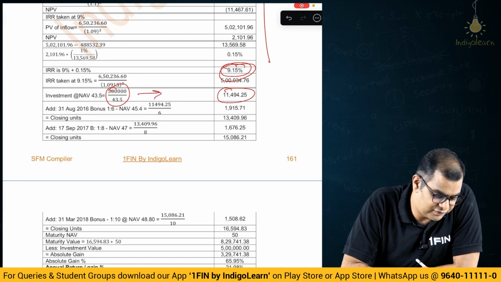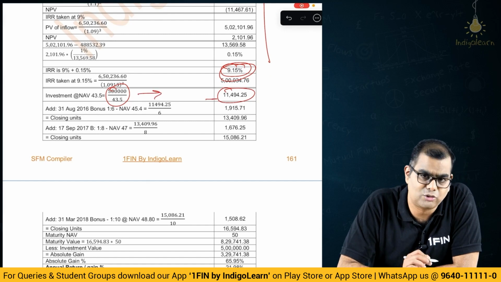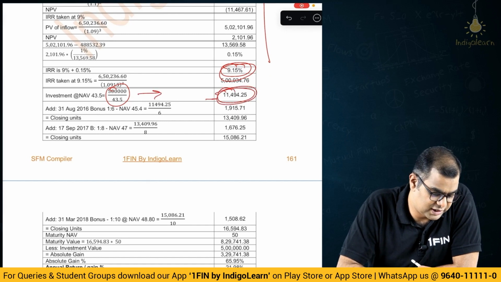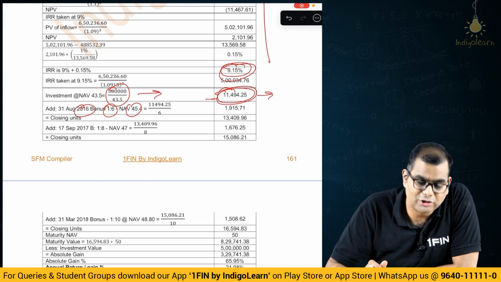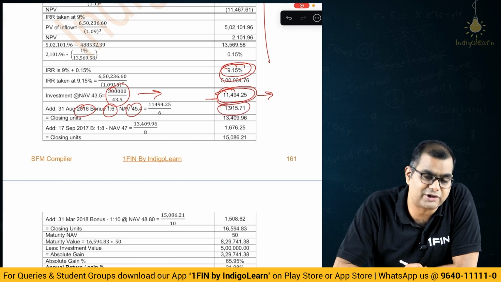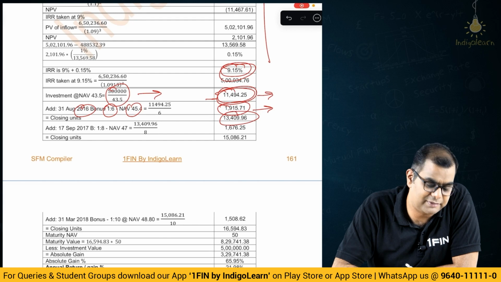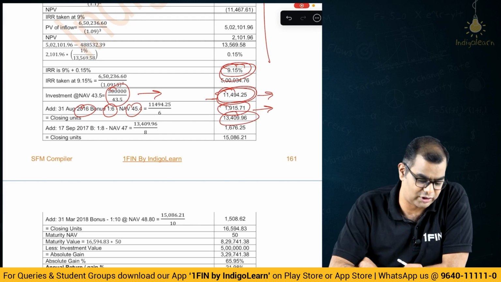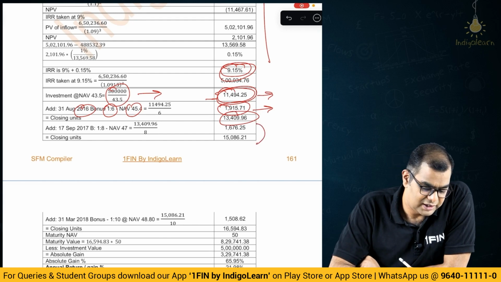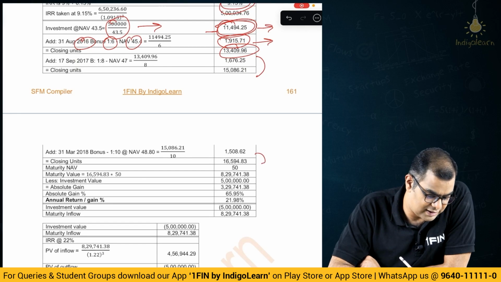You have an investment of 5 lakhs at 43.5, which is the opening NAV. You made this many units. On 31st August, you get a bonus of 1:6 at a NAV of 45. So, whatever number of units you have, 11,494, for every 6 units you get 1 unit. So, divide by 6 is the actual units that you are going to get. 1900 is the bonus you are getting. So, your total units is 1900 plus 11,400, which is basically 13,400. Like that, every bonus issue you keep adding the number of units.